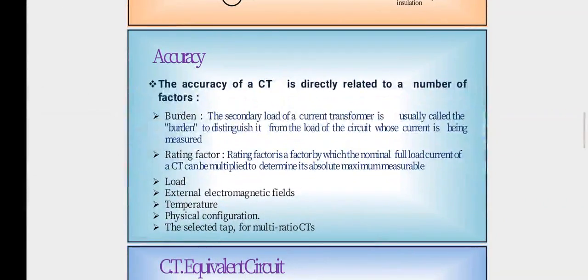Then accuracy. The accuracy of the CT is directly related to a number of factors. Number one is called burden. The secondary load of the current transformer is usually called the burden, to distinguish it from the local load of the circuit whose current is being measured. Then rating factor. The rating factor is a factor by which the nominal full load current of the CT can be multiplied to determine the absolute maximum measurable current. Then followed by load, external electromagnetic field, temperature, physical configuration, and selected tap for multi-ratio CT. So based on these factors, the accuracy of the CT is going to vary.